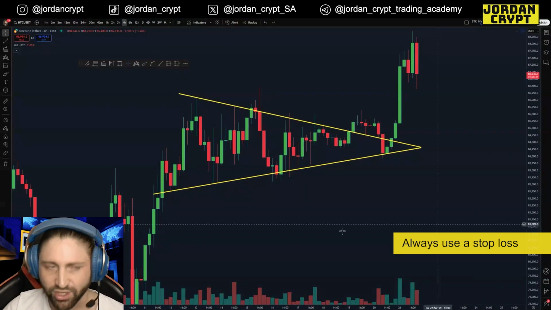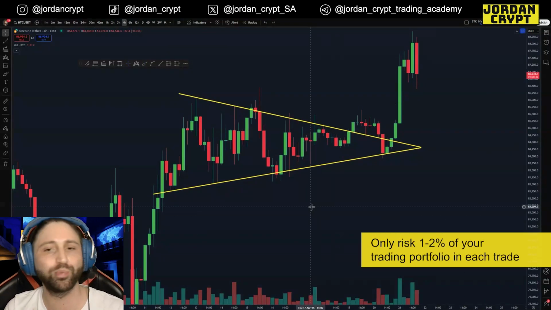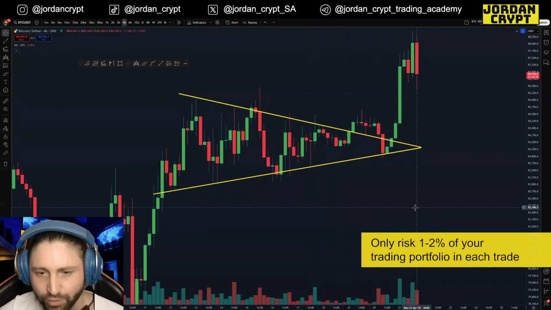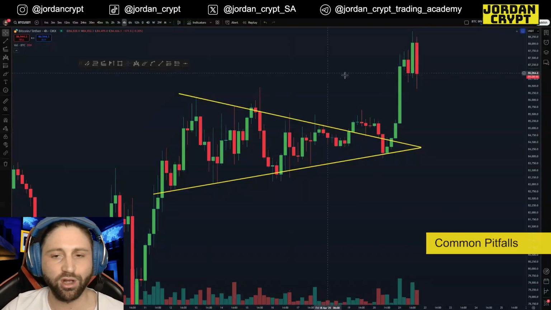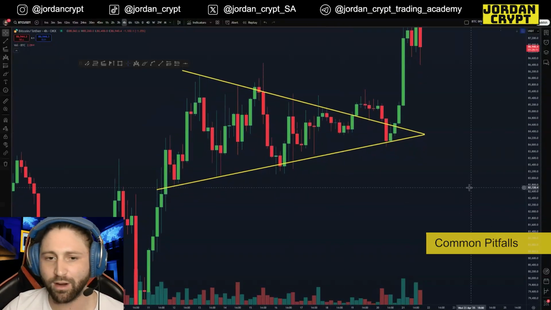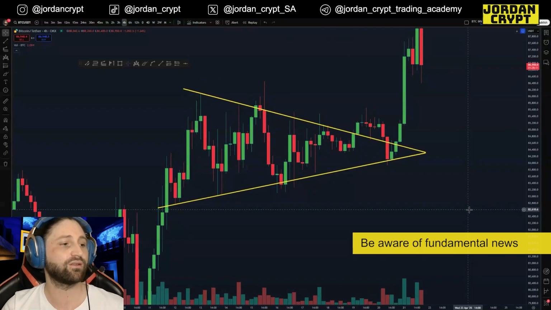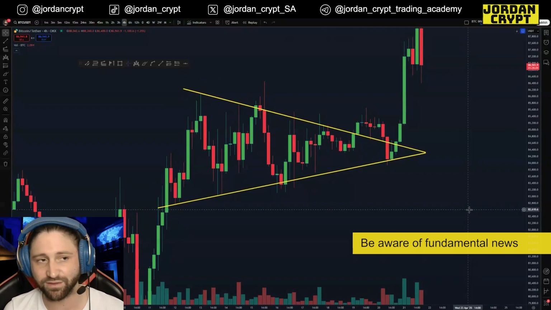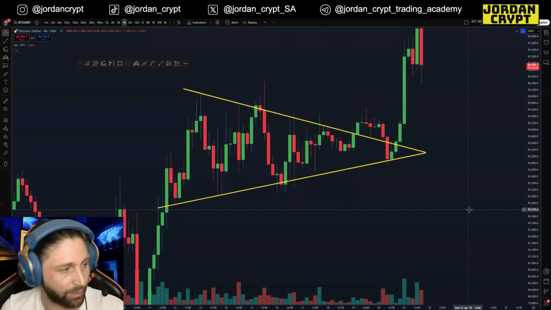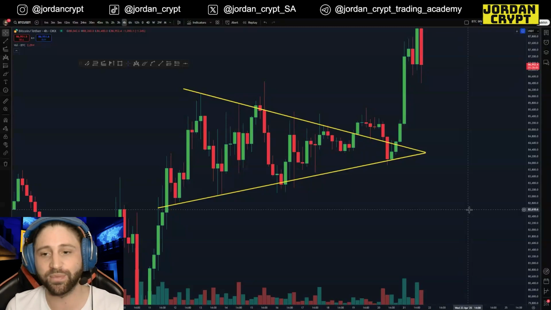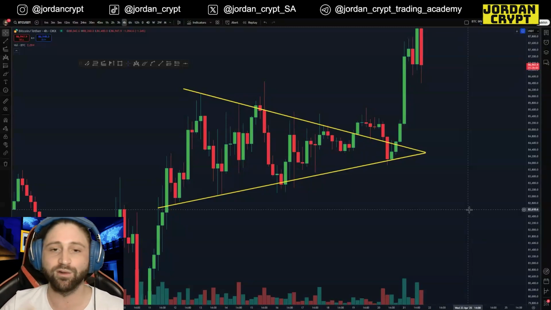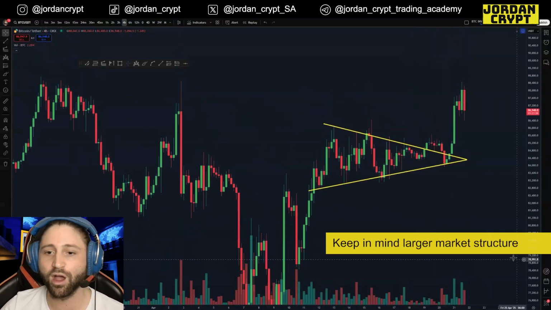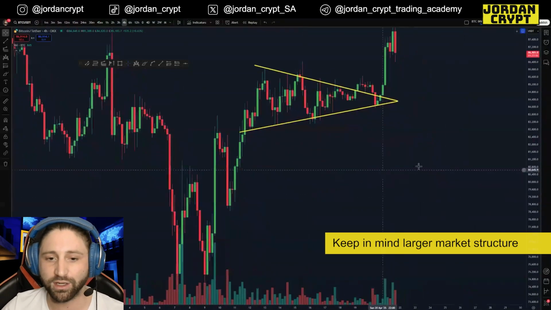Very important to keep in mind for risk management. Always use a stop loss. Only risk 1 to 2% of your trading portfolio at any single stop loss in any one trade. Some common pitfalls: be aware of news events that can always invalidate these kinds of trades. If Trump decides to pump the market, if Trump decides to dump the market, of course, these kinds of patterns can be invalidated, and always make sure that you are aware of larger market structure.